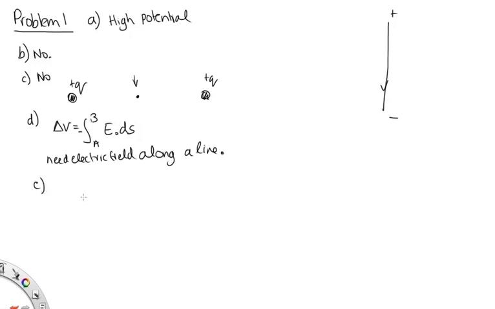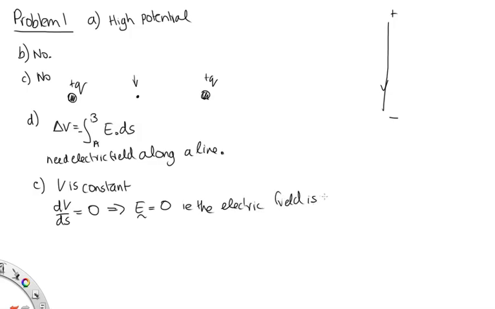Part E, if V equals a constant throughout a given region of space, what can you say about E in that region? So we've got V is constant. So differentiating this, dV ds, if this is constant throughout space, then this will equal 0, which will tell us that E is equal to 0, i.e. the electric field is 0.